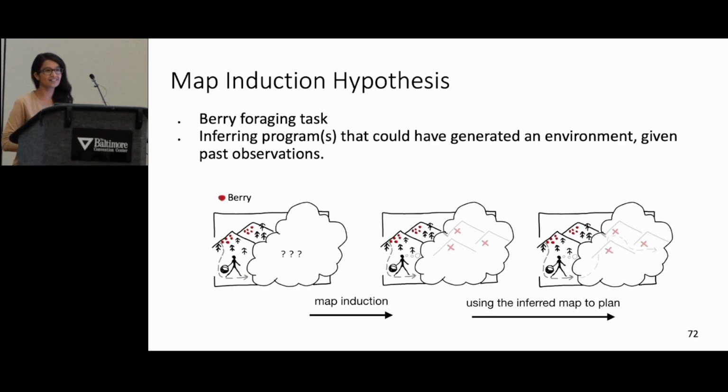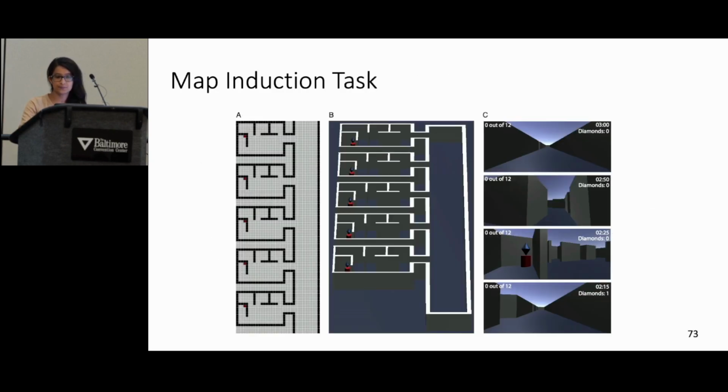So to answer this question, we propose a map induction hypothesis, which suggests that as humans are exploring new environments, they might be representing the maps of unobserved spaces based on reusable regions from observed parts of the environment and from other familiar environments. So for instance, in a berry foraging task, one might be able to anticipate the landscape of hills will continue in the same pattern, and that the distribution of berries in unobserved spaces will be similar to that in the observed spaces. You can also more formally think about map induction as inferring the program underlying an environment that may have generated that environment given past observations.